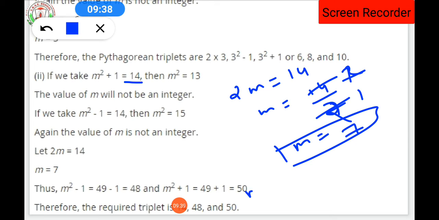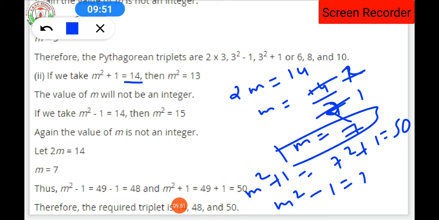Now what is the second member? m square plus 1 we are having. So 7 square plus 1. So here 7 into 7 is 49. 49 plus 1 will be equal to 50. In the same way m square minus 1 is equal to 7 square minus 1. So 7 into 7 is 49. 49 minus 1 will be equal to 48.